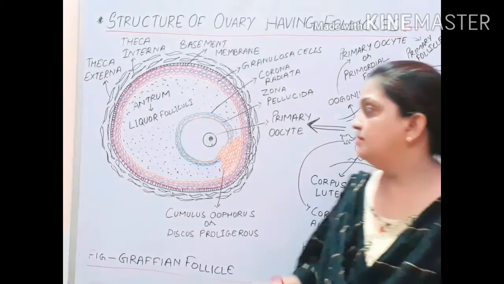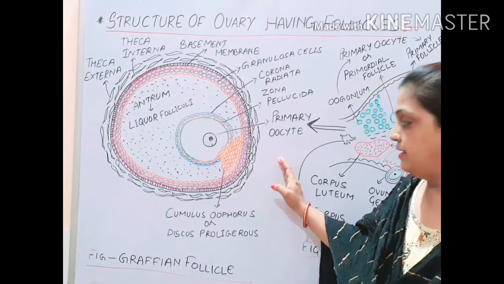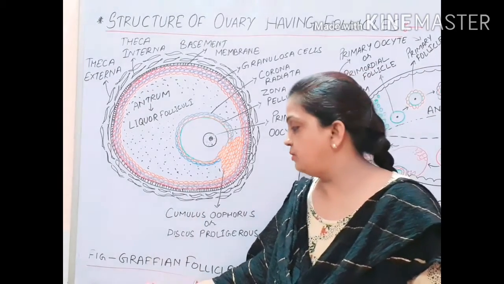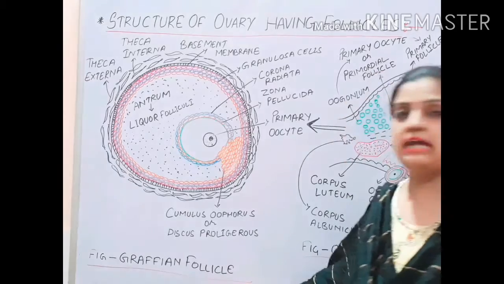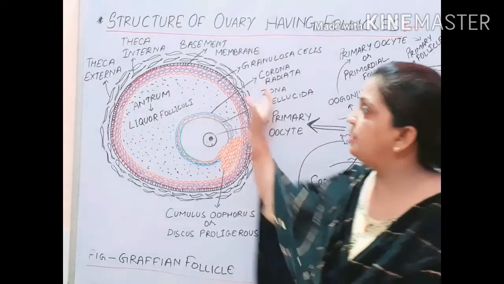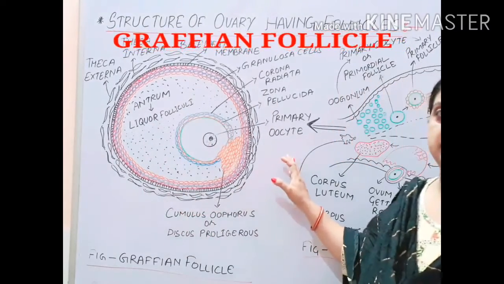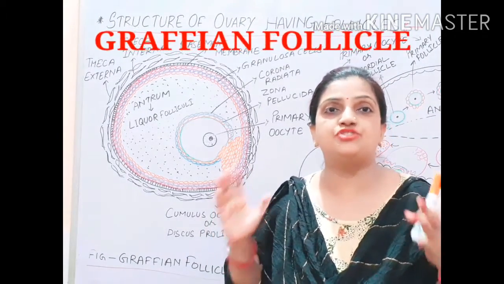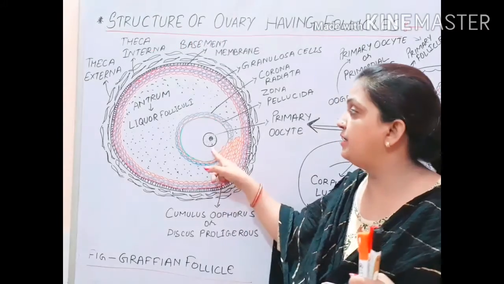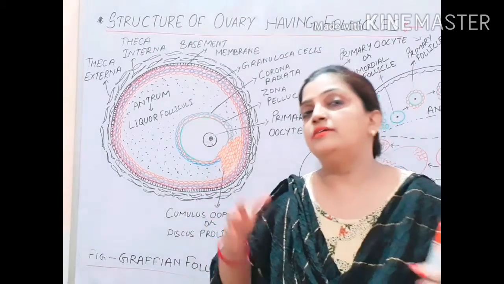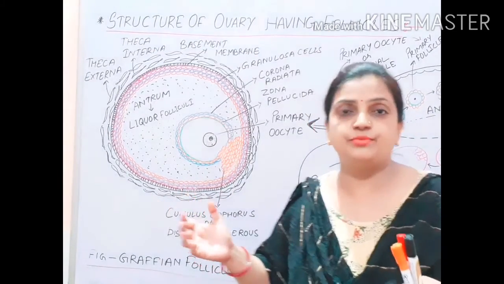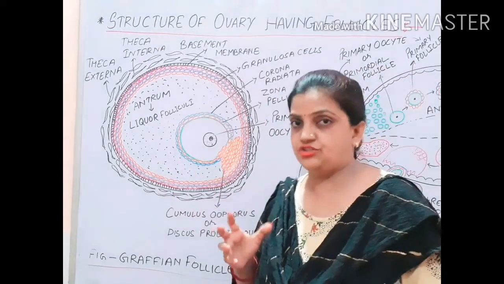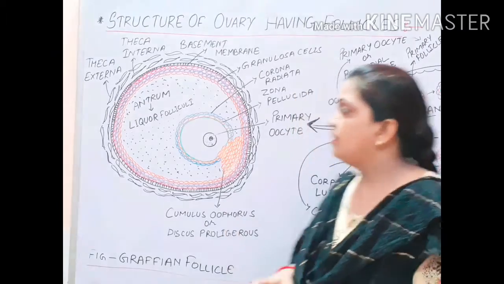Now children, you can see that I have drawn here the mature structure of the oocyte, the primary oocyte, that is your Graafian follicle. This is the complete structure of the Graafian follicle. It is the condition when the structure has become completely mature, and this primary oocyte is ready to do the ovulation process. Now children, let us study the structure of the Graafian follicle.